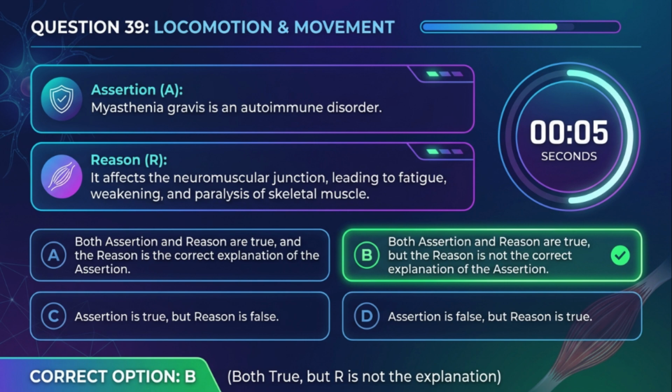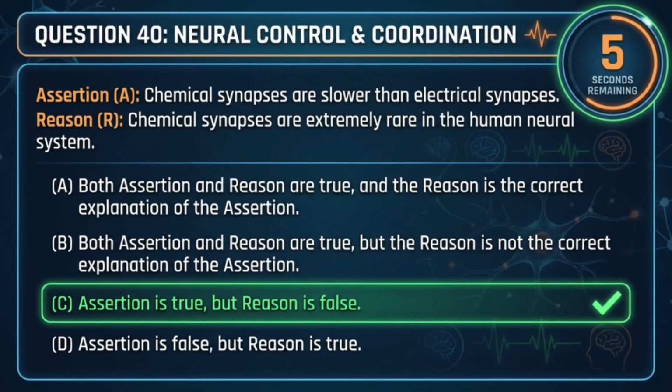Myasthenia gravis is indeed an autoimmune disorder, and it does affect the neuromuscular junction, leading to paralysis. But the symptoms of paralysis do not explain why it is classified as autoimmune. Option is B.